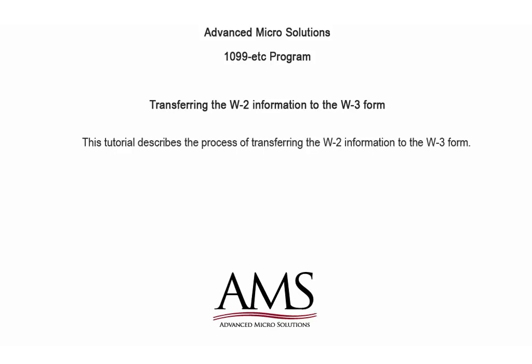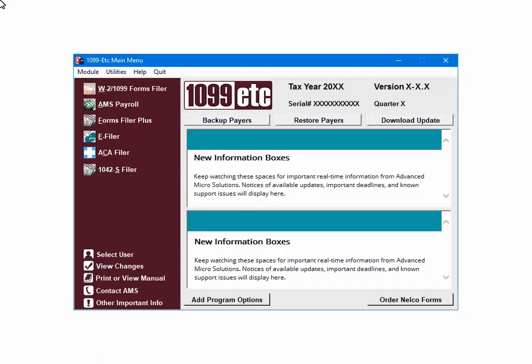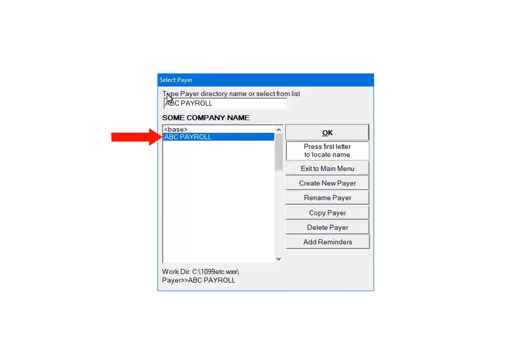This tutorial describes the process of transferring the W-2 information to the W-3 form. To begin, the payer ABC payroll has been created, and the W-2 data for the year has been entered. At the main menu, select the W-2 1099 Forms filer. Highlight ABC Payroll and click OK.